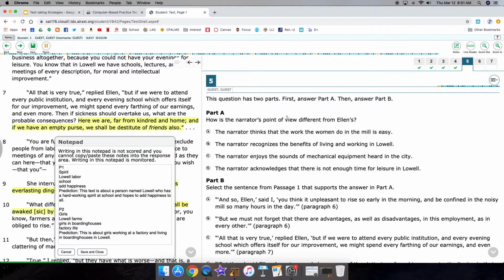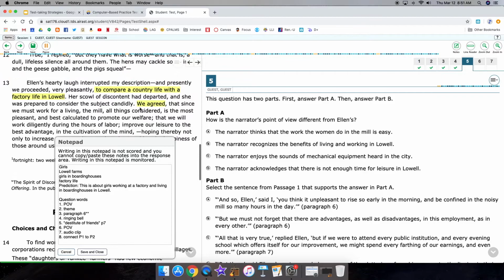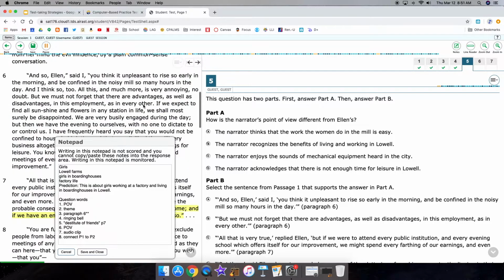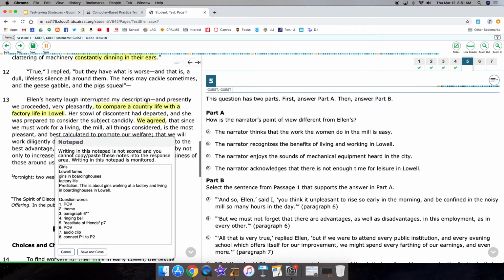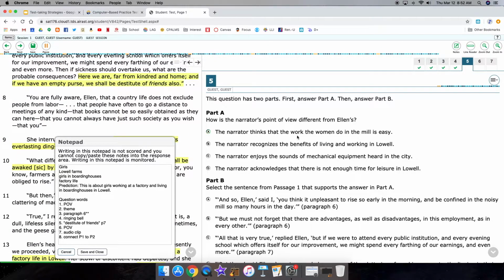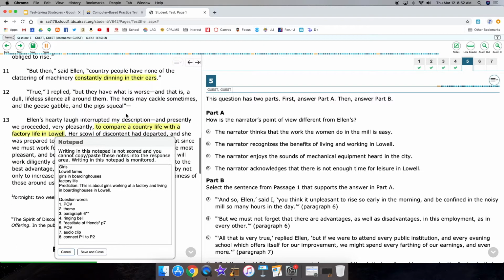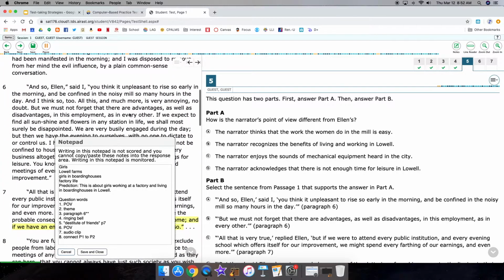Number 5 is 2 parts. How is the narrator's point of view different from Ellen's? Oh, this is where their difference was. That was paragraph 6? Yeah, the advantages, disadvantages. But then she really gets down here, talking about how they're different, about the country life. So, the narrator thinks that the work the women do in the mill is easy. No, she doesn't. Where does she say? I think it's paragraph 6. You think it unpleasant to rise early? I think so too. It is annoying, so it's not easy to her.